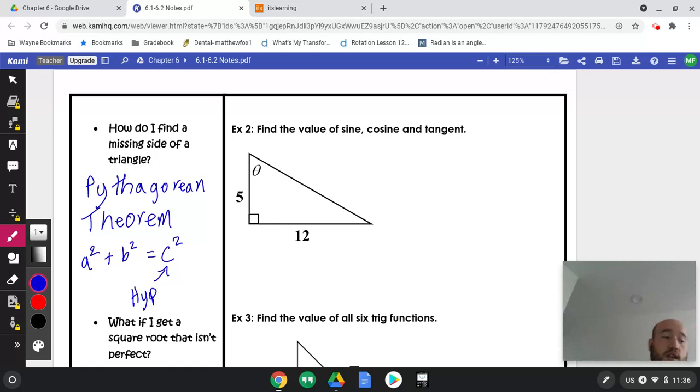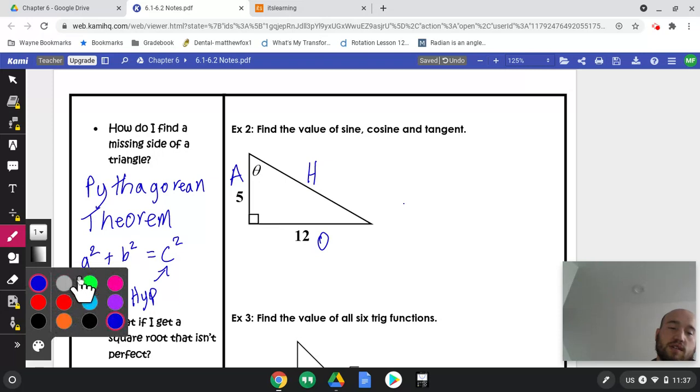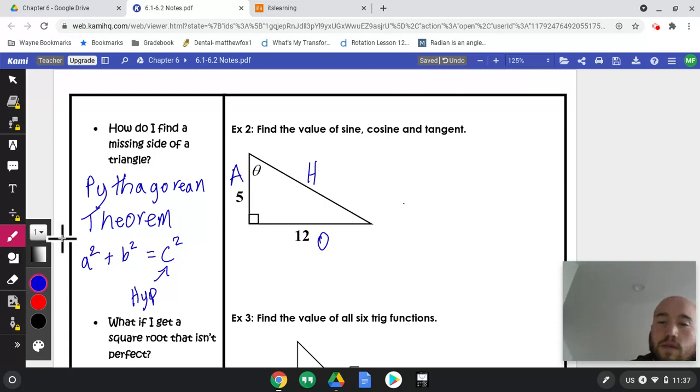In our case, we don't know what the hypotenuse is, because if we label this here, here's our h. It's across from that right angle. Now here's theta, so next to it is adjacent. Across from it is opposite. Okay, so we've got it labeled. Now I need to figure out what that side is. It does not matter which of these is your a or your b, because keep in mind this a squared is not the same as this a, but you can plug it in there, it's fine.